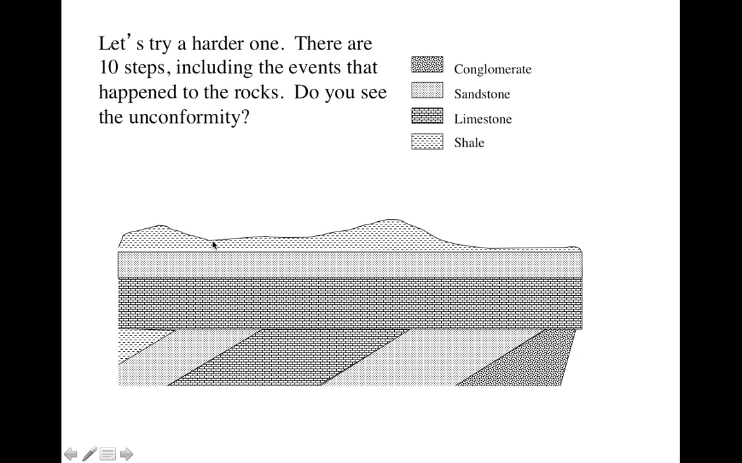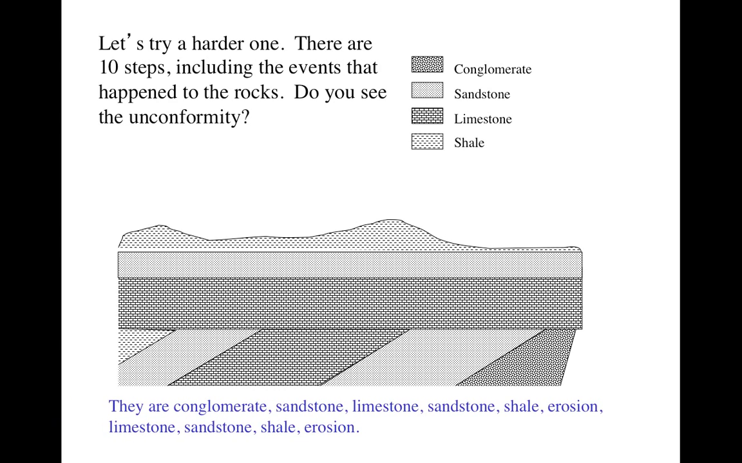And see how it's not a flat surface? It's all different. It looks like hills and some valleys. That's going to be the last thing that happened, which was erosion. They say there's 10 events, and I say there's 11. So let's see where we're a little off.